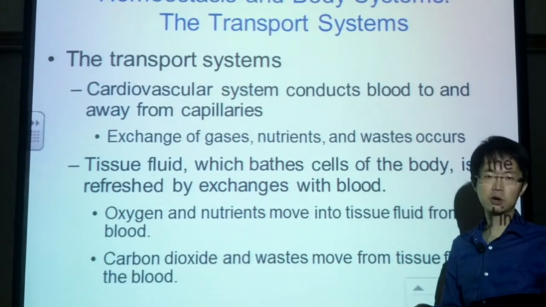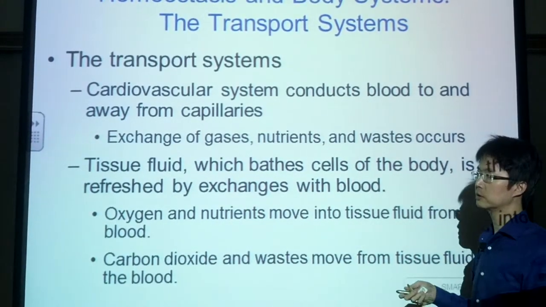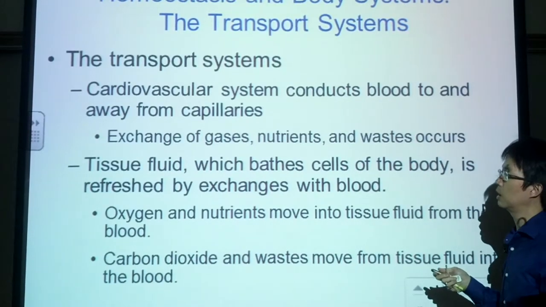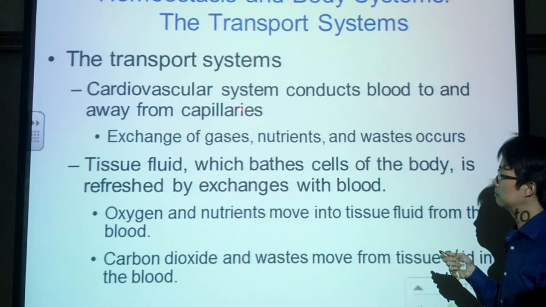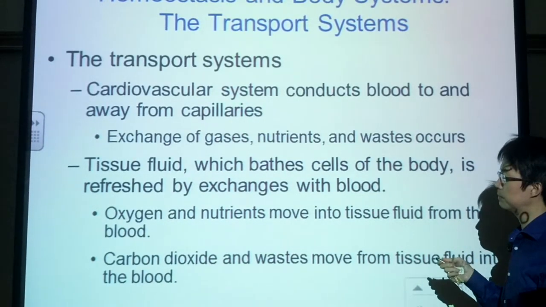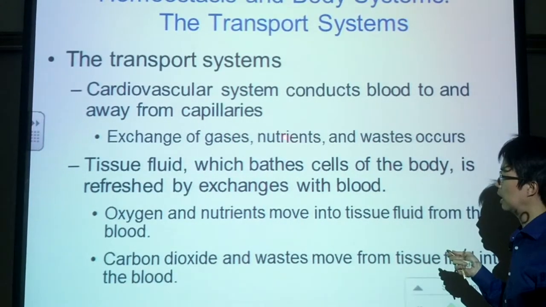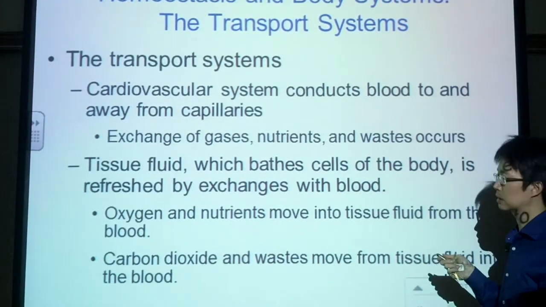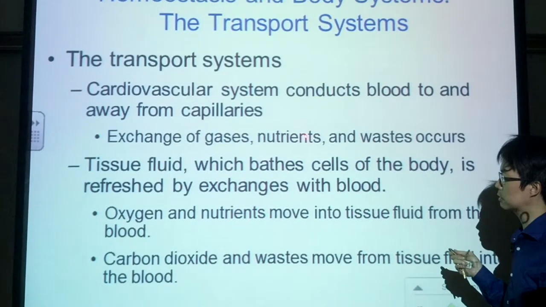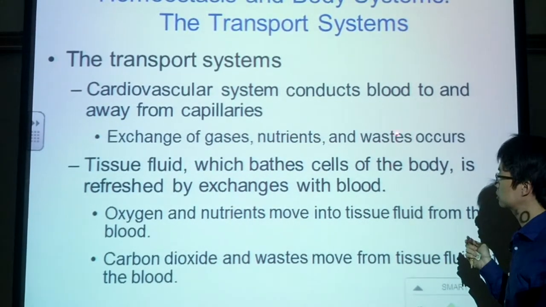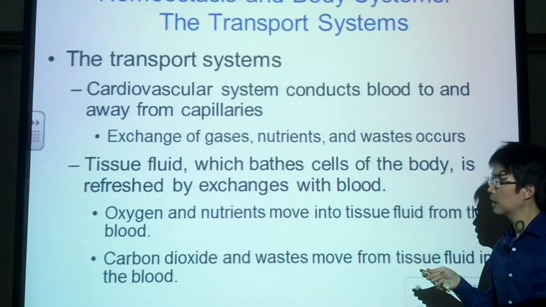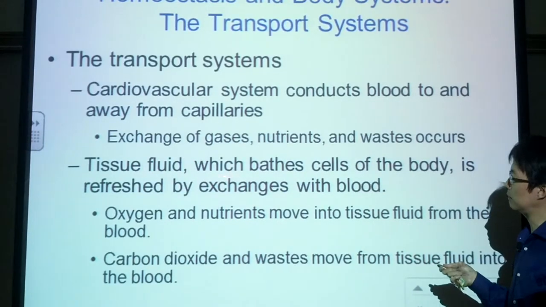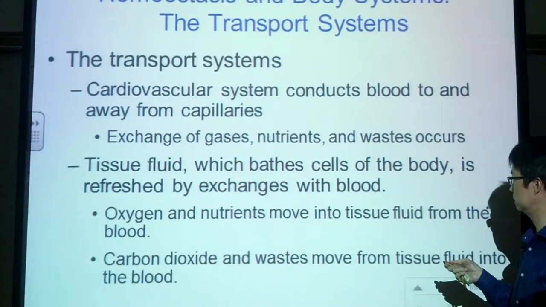Now we'll briefly talk about each system. For example, the cardiovascular system transports blood. The red blood cells carry the gases. The blood plasma carries nutrients like glucose and amino acids, and also metabolic waste like urea, ammonia, and uric acid. And tissue fluid, then, is the lymph.